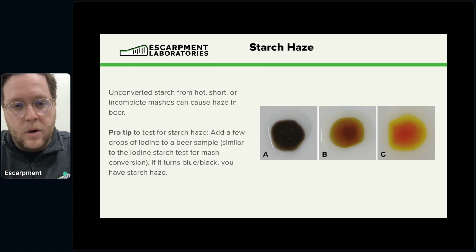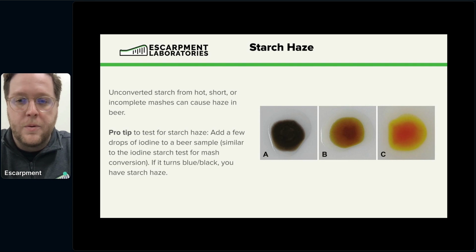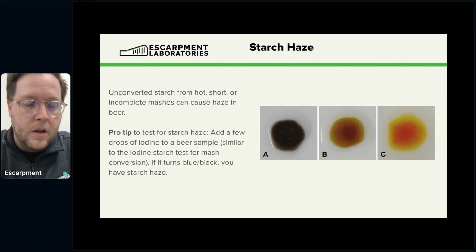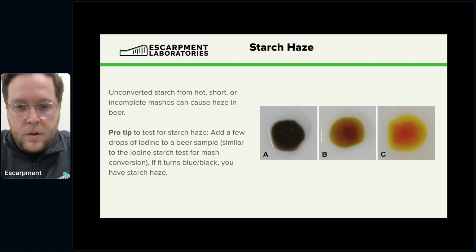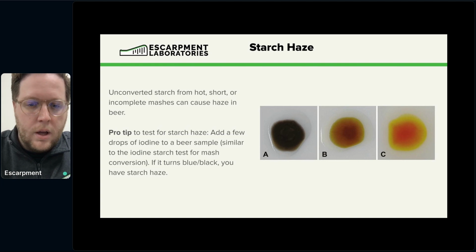It does come up. Sometimes people will experiment with hot and short mashes, for whatever reason. Non-alcoholic beers would be one example, and then end up with unforeseen haze. So it's something to keep in mind. Don't rule out the possibility of starch if you're troubleshooting a haze in a beer.